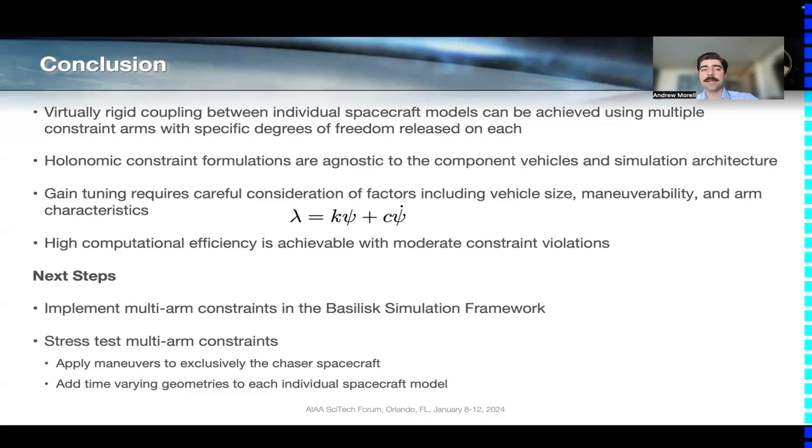Now, one of the drawbacks is that gain tuning requires careful consideration, considering factors such as the size of vehicles, how quickly you're maneuvering them, as was shown in the last slide, as well as maybe the length of your arms, as all these contribute to how great of a force or torque the individual spacecraft are going to experience. And so you can see those proportional and derivative terms, or potentially also an integral gain term for our Lagrange multiplier, need to be considered carefully depending on how maneuverable or what vehicle size you're going to be using, such that you have appropriate orders of magnitude constraint violations for the stage or fidelity of work you're seeking to do.